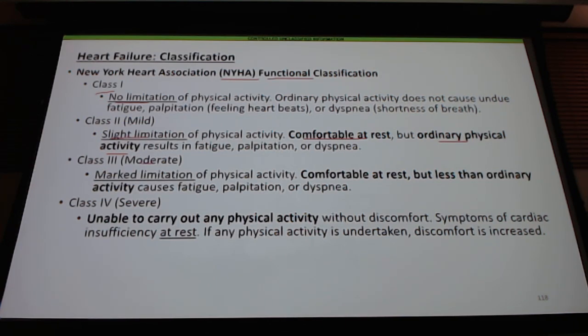Class 3 is moderate. This is a marked limitation. They're still comfortable at rest, but less than ordinary activity causes them to have symptoms. And then class 4 is they're unable to carry out any physical activity without having symptoms. So these folks are going to be severely limited on what they do on a day-to-day basis.